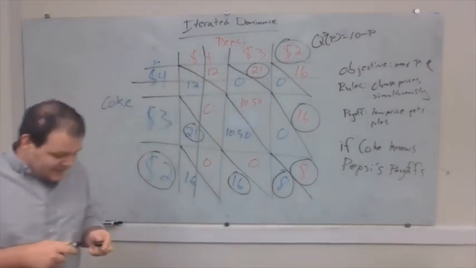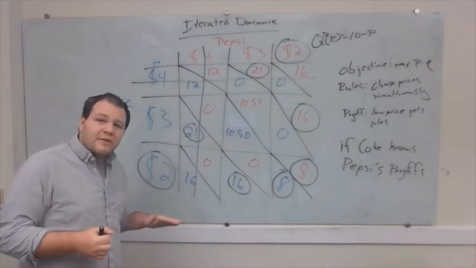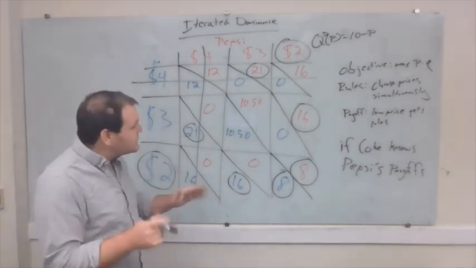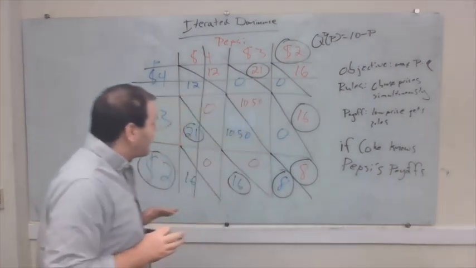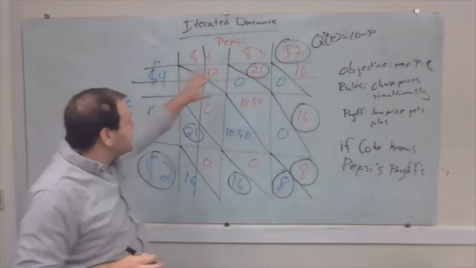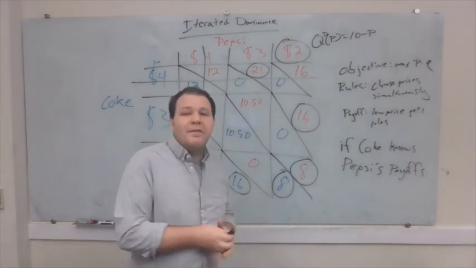So iterative dominance requires a little bit more from us than pure dominance. In the prisoner's dilemma game, we don't need to know anything about the other person we're playing with to know what our best move is. Here, we have to understand the decision-making process of the other player.